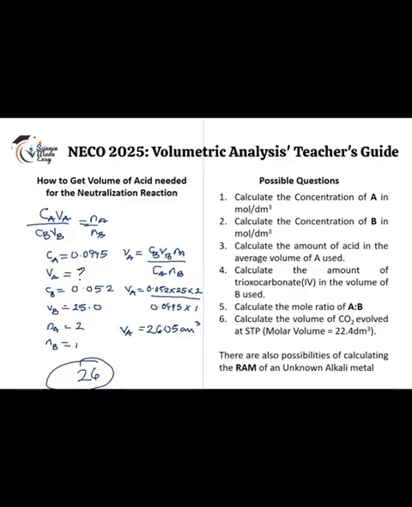Now, here are some possible questions we may also look at. Number 1, calculate the concentration of A in mole per dm³. Number 2, calculate the concentration of B in mole per dm³. Number 3, calculate the amount of acid in the average volume of A used. Number 4, calculate the amount of trioxocarbonate(IV) in the volume of B used. Number 5, calculate the mole ratio of A to B. Number 6, calculate the volume of CO2 evolved at STP.